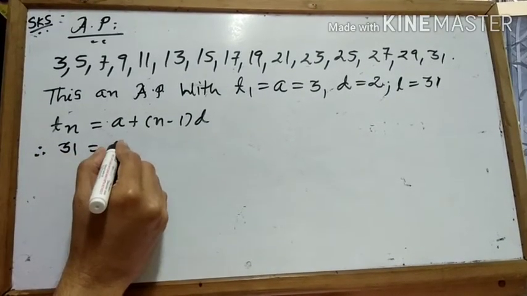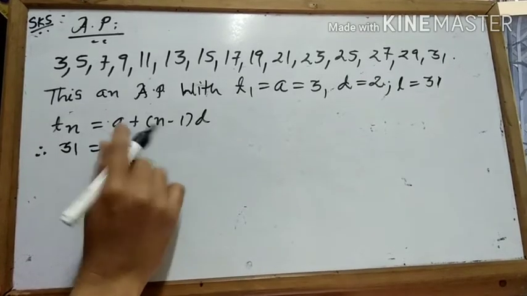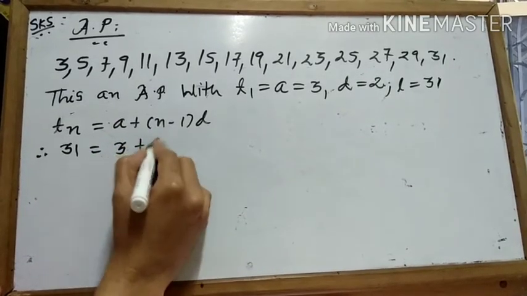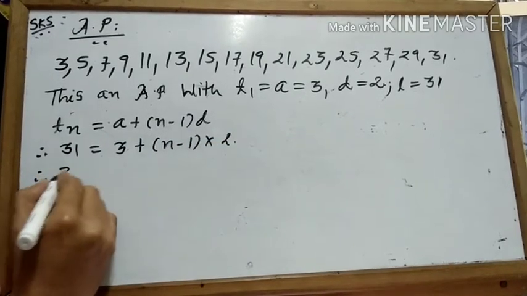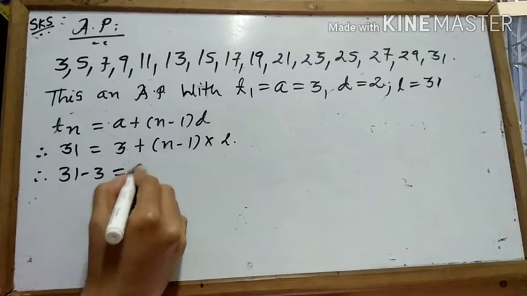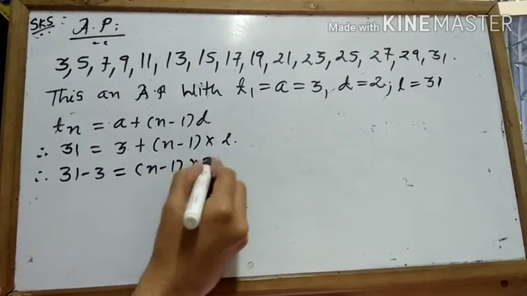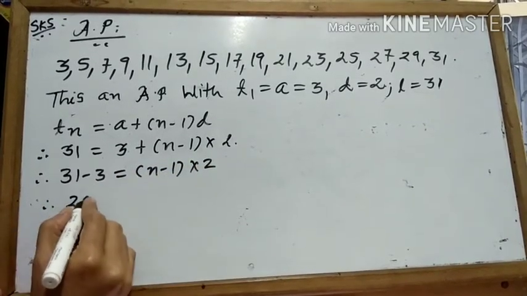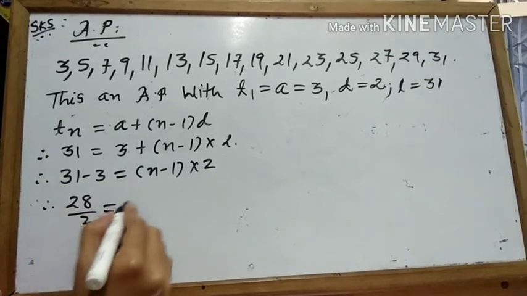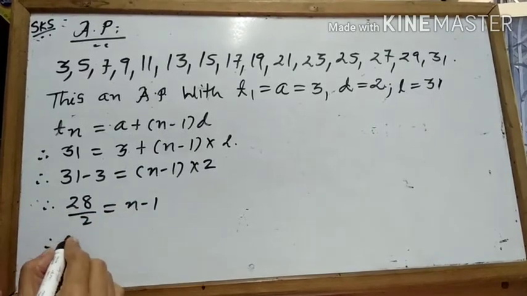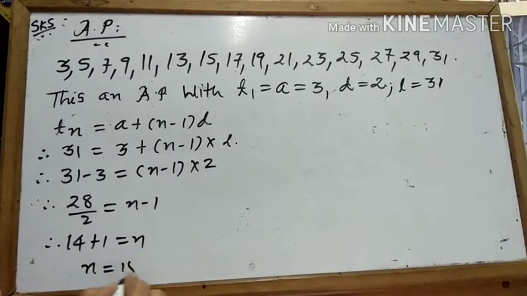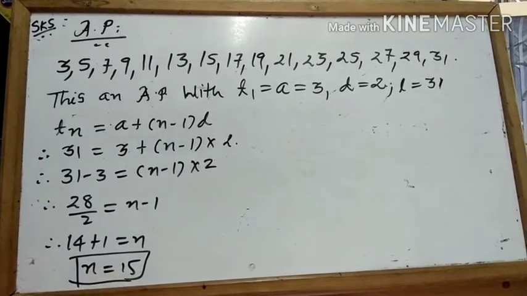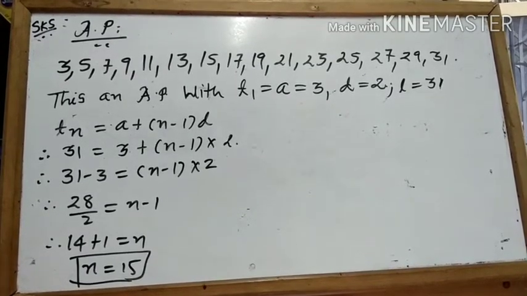A we know is 3, and d is 2. So this will be 31 minus 3 is equal to n minus 1 into 2. So this becomes 28 over 2 is equal to n minus 1. So 14 plus 1 is equal to n. So in this case, there are 15 terms. So this is one part: you can find out how many terms there are, that is the value of n.